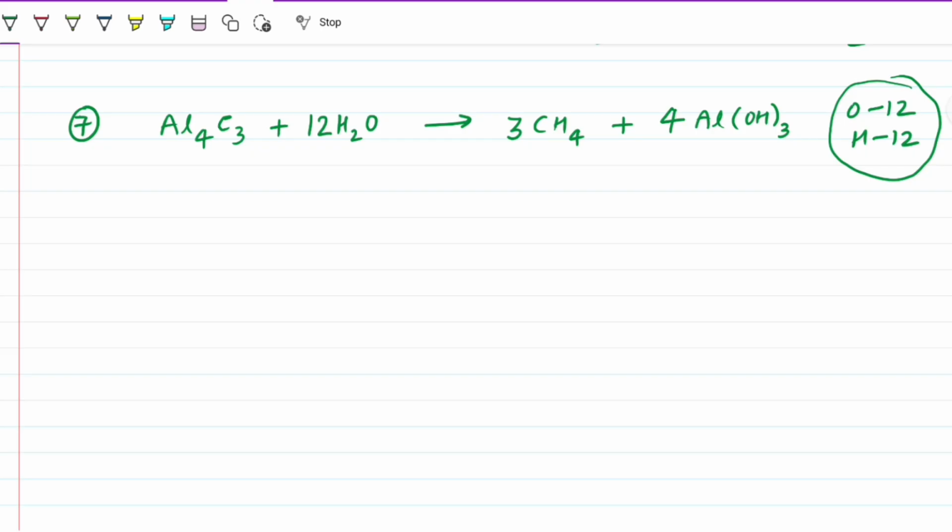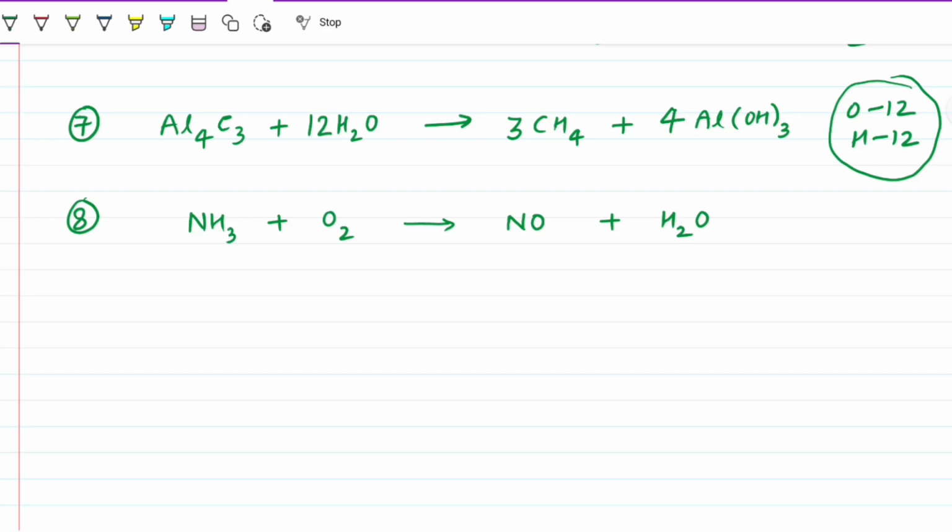Next, let us take one or two more examples to balance an equation. Like I have NH3 plus O2, it gives NO plus H2O. First in this case we have nitrogen, so balance nitrogen. On the left side we have 1 N in NH3. Again on the product side we have 1 N, so nitrogen is balanced.